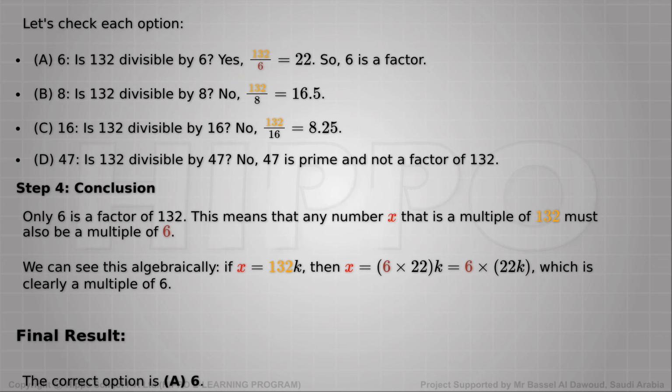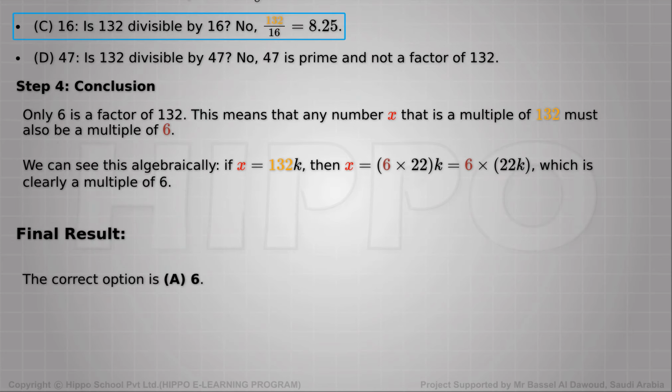Next is option B, the number 8. Is 132 divisible by 8? When we divide 132 by 8, we get 16.5. Since this is not a whole number, 8 is not a factor of 132. Continuing our check, we move to option C, the number 16. Is 132 divisible by 16? The result is 8.25, which is a decimal. So 16 is not a factor.